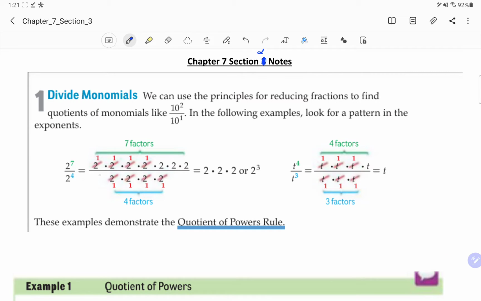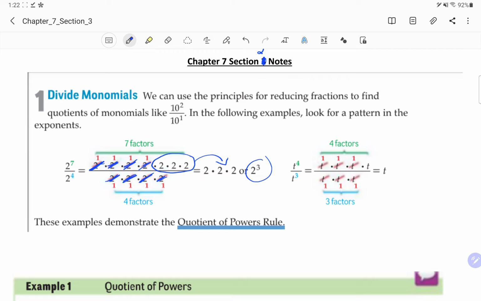So we have 2 to the 7th over 2 to the 4th. So I have 7 2's on top and 4 2's on the bottom being multiplied together. What they're showing you is, with multiplication, this 2 cancels with this 2. This 2 cancels with that one, this one with this one, and this one with this one, and so on and so forth. Okay, so these 2's all cancel each other out, leaving us with just 3 of these 2's on top. 2 times 2 times 2, there's nothing left on the bottom, which is 2 to the 3rd.